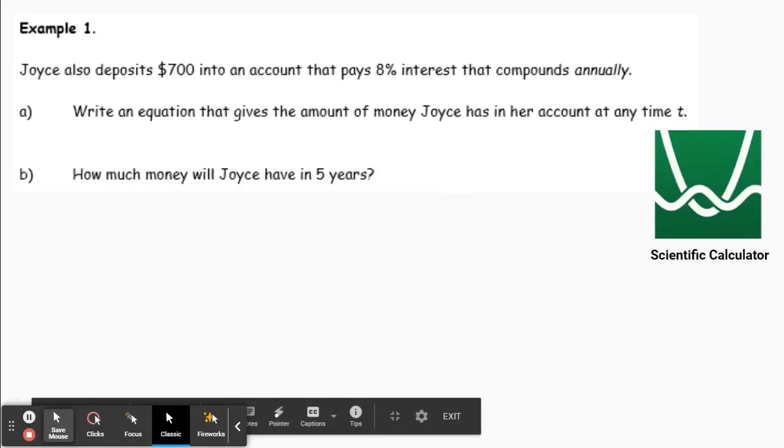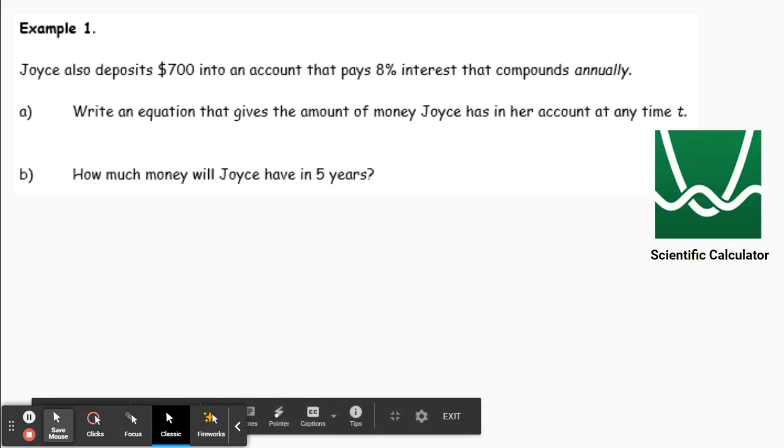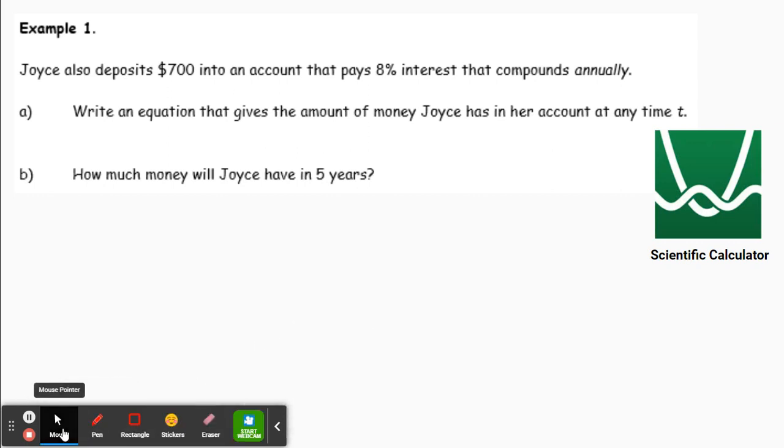So let's take a look at an example. So Joyce is depositing $700 into an account that pays 8% interest compounding annually. So the first thing we need to do is write an equation that gives the amount of money Joyce has in her account at any time. So we're looking to write our equation for that future value.